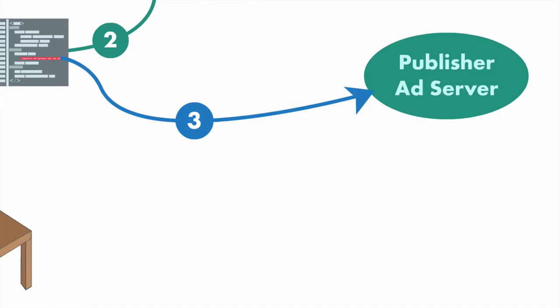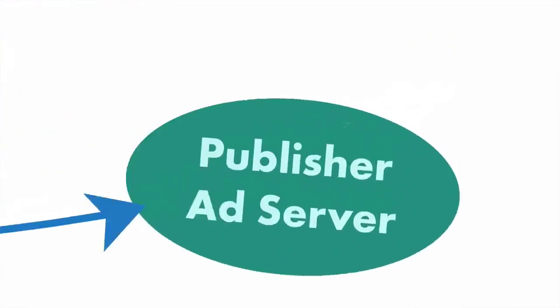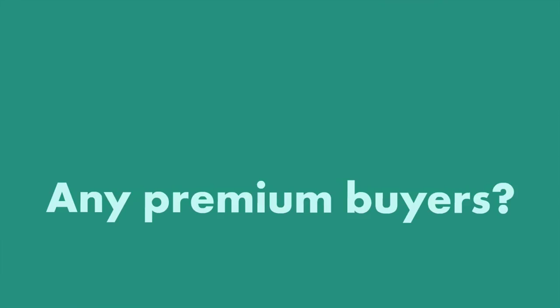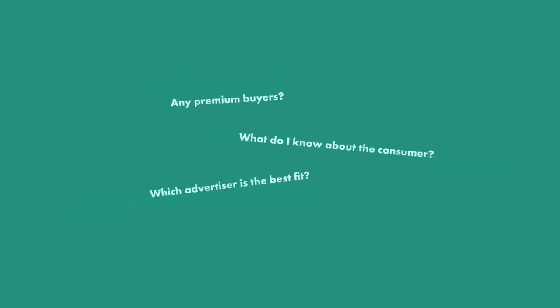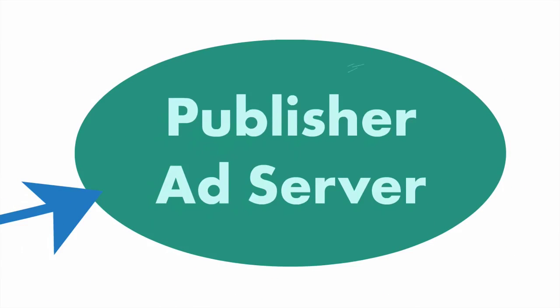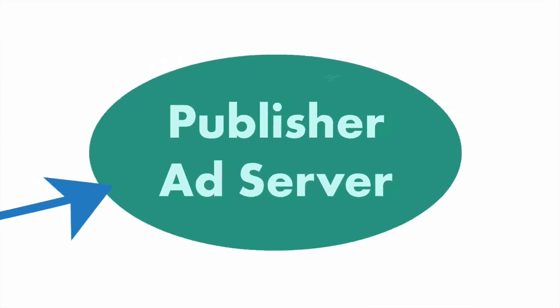The publisher has an ad server that uses built-in logic to choose what happens next by considering a series of important questions like, does this opportunity to show an ad work for one of my premium inventory buyers? Or, is there anything I know about the consumer viewing my content that will help me decide which advertiser should get this opportunity? If the ad space isn't reserved for any specific advertiser, the publisher ad server may decide to put this opportunity out on the open ad market where they might get a better deal.